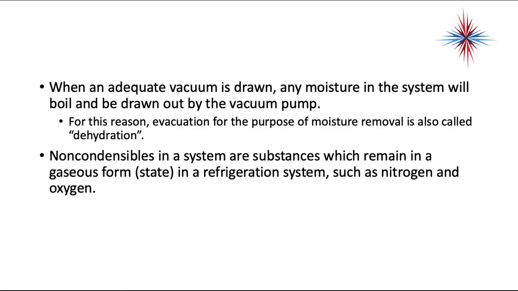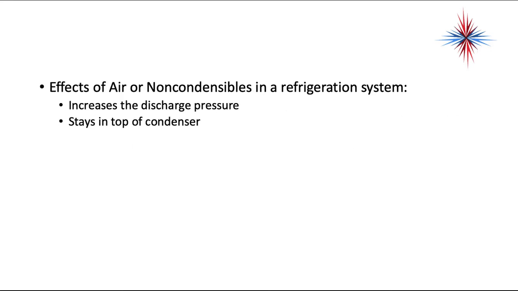When an adequate vacuum is drawn, any moisture in the system will boil and will be drawn out by the vacuum pump. For this reason, evacuation for the purpose of moisture removal is also called dehydration, removing water. Non-condensables in a system are substances which remain in a gaseous form in a refrigeration system, such as nitrogen and oxygen. Effects of air or non-condensables in a system: you'll have increases in discharge pressure and it will stay stuck at the top of the condenser. So you will not have proper refrigerant flow and condensing through that condenser.